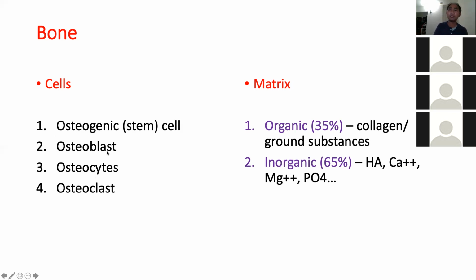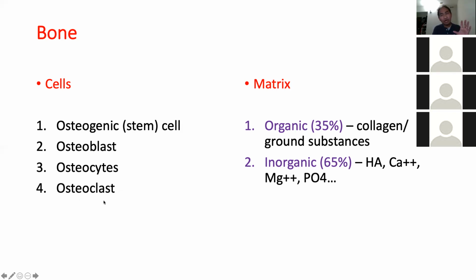So resting osteoblast is called osteocyte, which means it's similar. It's just which is working hard and which is resting, that's all. And osteoclast is different. Osteoclast does not start from the osteogenic stem cell. They start from the bone marrow cell.